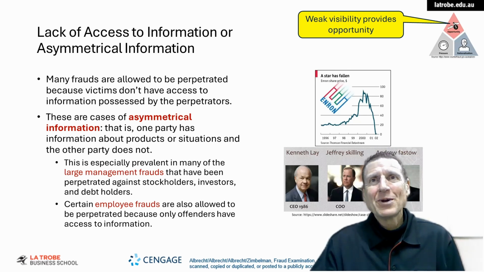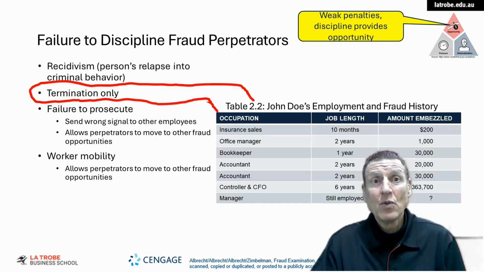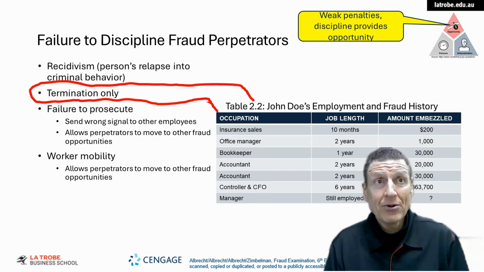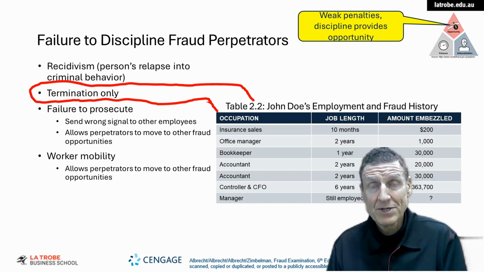Exciting, all right? So what's the big idea here? Weak visibility creates opportunity. Wow, all right. What's another area of opportunity? Failure to discipline fraud perpetrators.